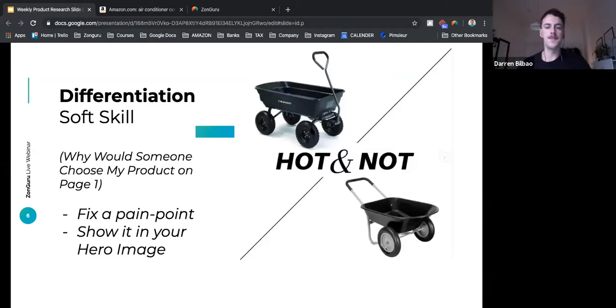All right, so this is the place where I get most passionate, which is differentiation. And differentiation that is not just branding, changing the color, putting just basic little touches on it. I really focus on differentiation that is fixing a pain point and being able to show it in your hero image. My first product on Amazon, I got really excited, just found something on Alibaba, chucked it up there that was doing well.